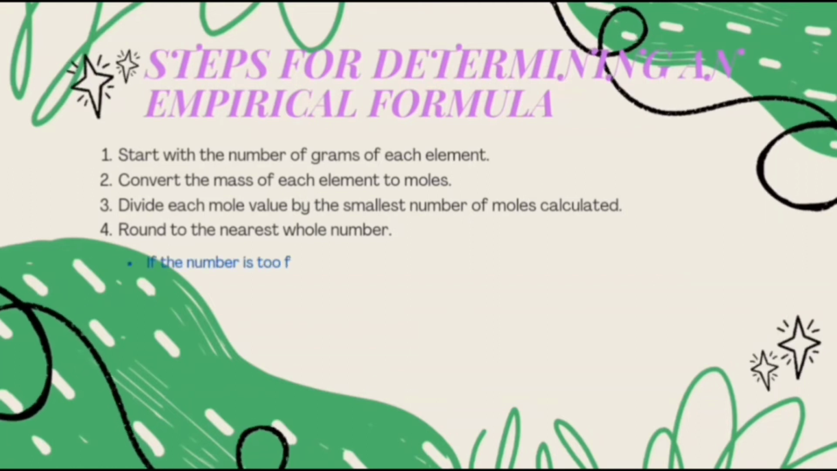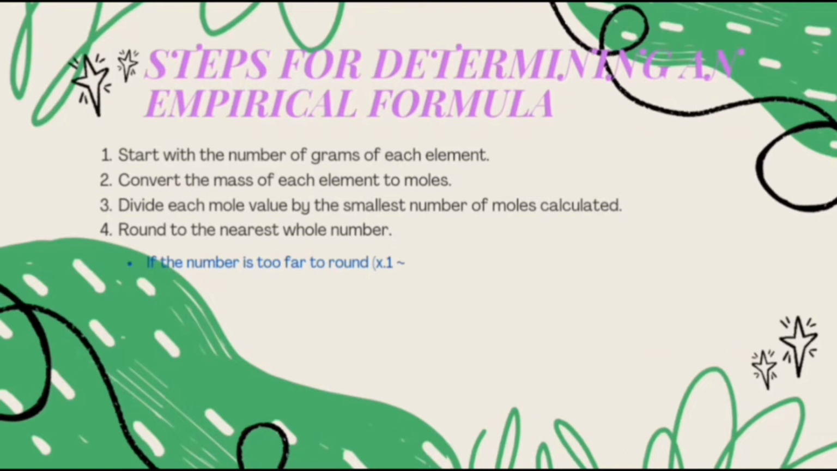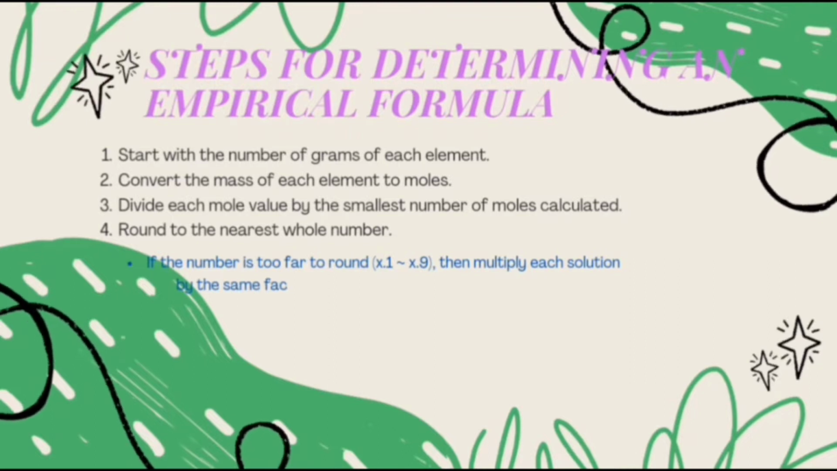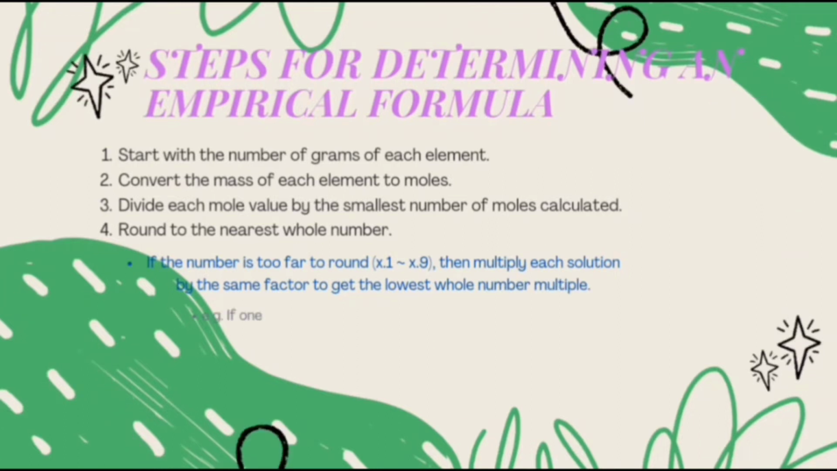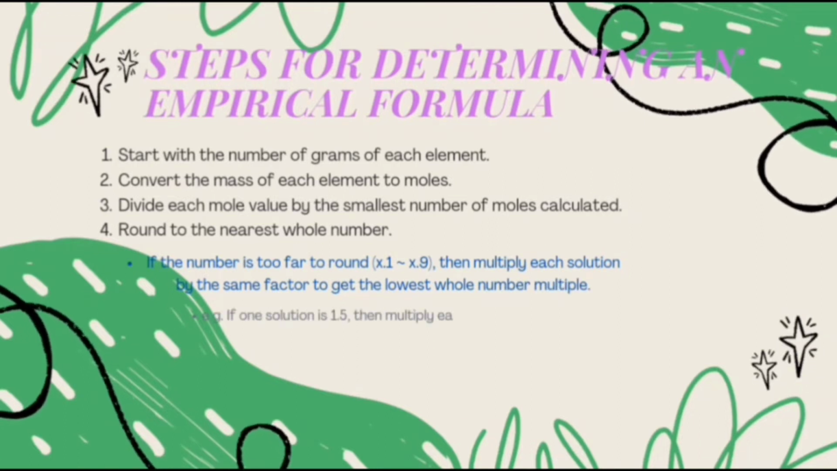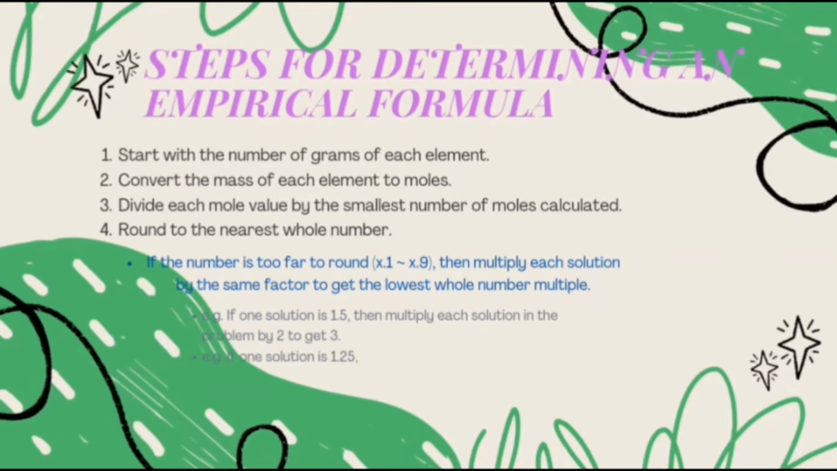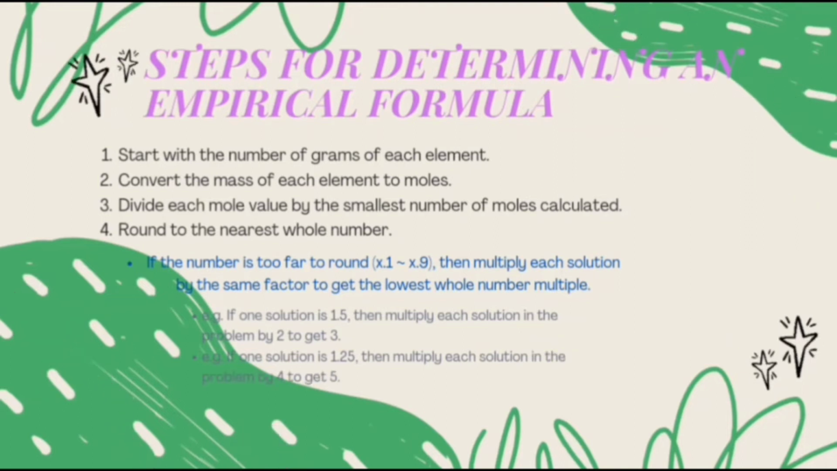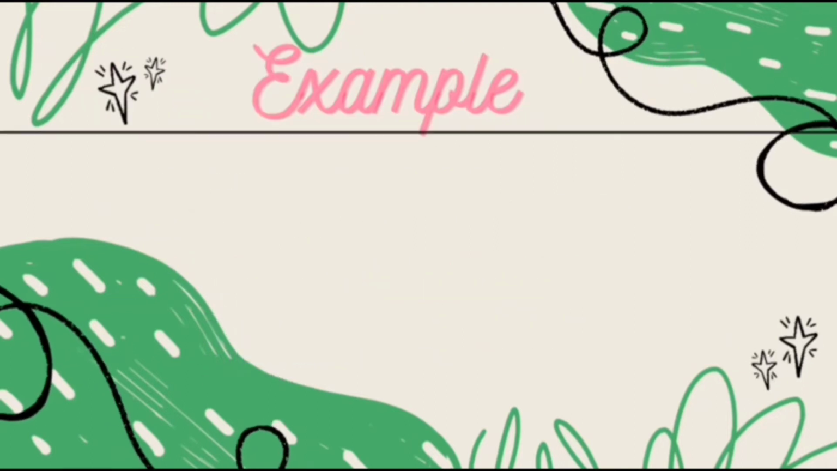If the number is too far to round, then multiply each solution by the same factor to get the lowest whole number. For example, if one solution is 1.5, then multiply each solution in the problem by 2 to get 3. If one solution is 1.25, then multiply each solution in the problem by 4 to get 5.